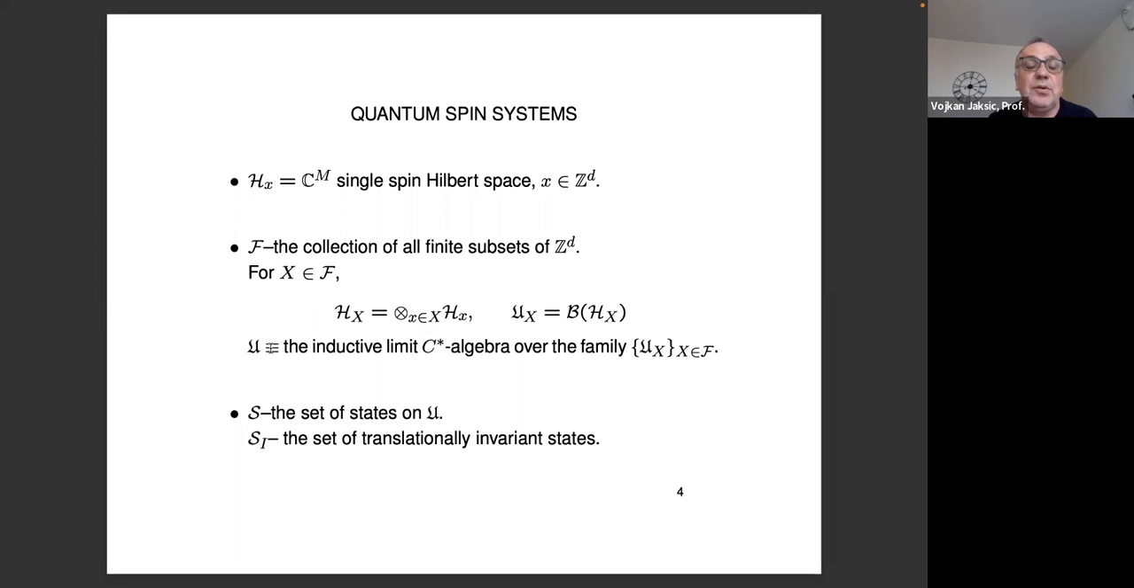Now we will denote by S the set of states on A. Let me just mention that the algebra A is simple: it has no two-sided ideals. It is separable, and it has a unit. So it is a nice object from the mathematical point of view. States are positive, normalized, linear functionals on A. They describe the physical states of the system, the non-commutative analogs of probability measures. And of course, in our setting, we have a group of translations of the lattice Z^d that extends naturally to our algebra A by translating the observables, and then by duality extends to the set of all states. We denote by S_I the set of all translationally invariant states.